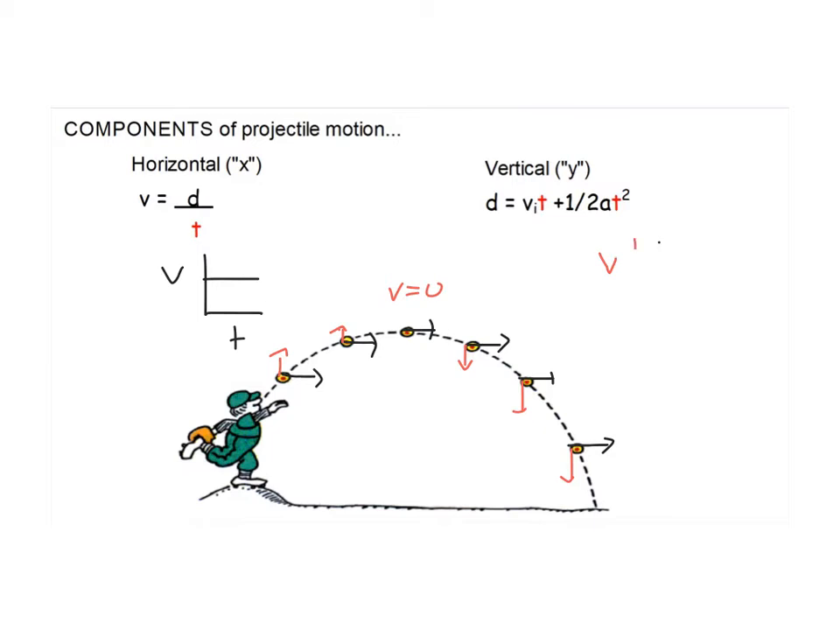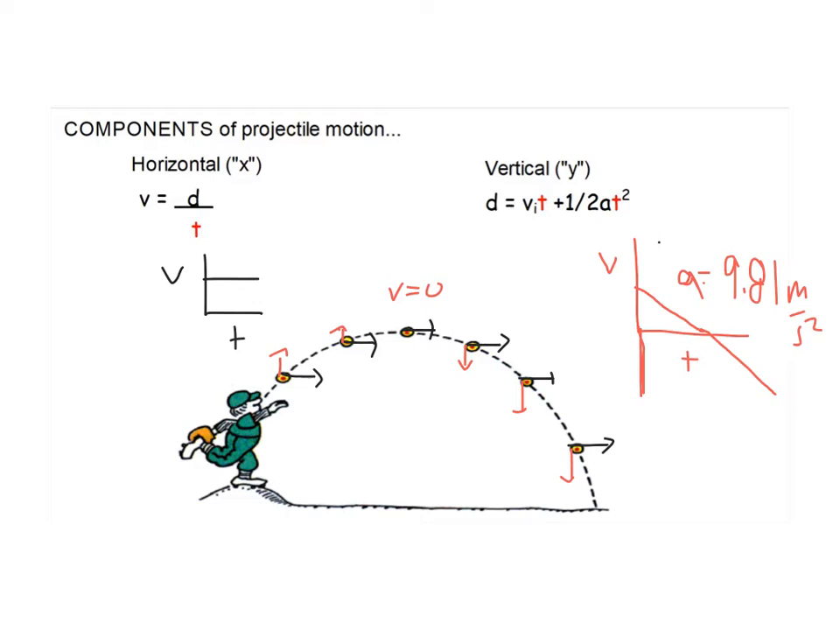So if we were to draw this as a velocity-time graph, it's initially positive, then it reaches 0, and then it's going to be increasing in the negative direction, so it probably goes something like that. And we know that the slope of this is the acceleration. The acceleration of this object in that direction is 9.81 meters per second squared.